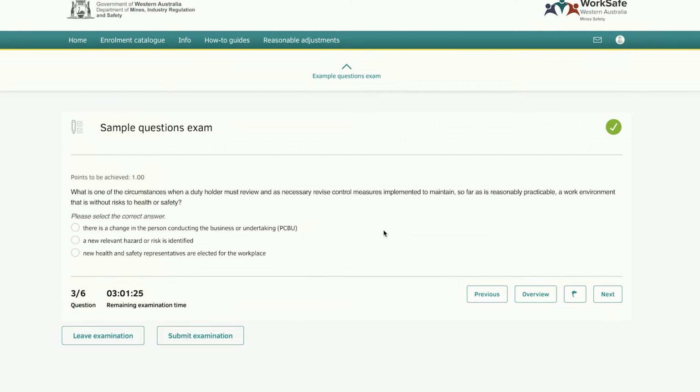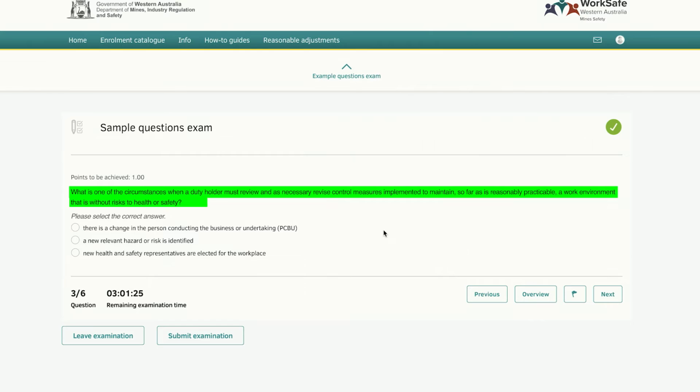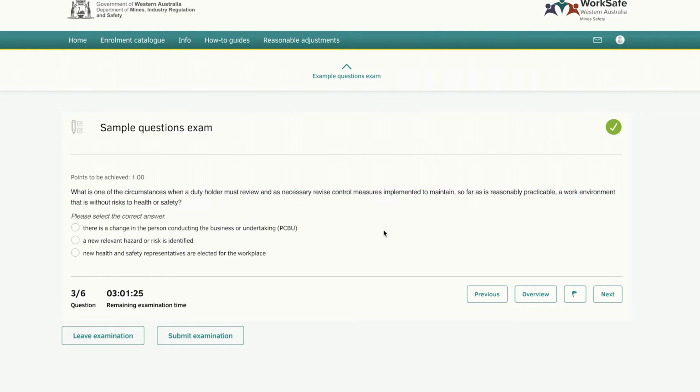This question asks, what is one of the circumstances when a duty holder must review and, as necessary, revise control measures implemented to maintain, so far as is reasonably practicable, a work environment that is without risks to health or safety? You are asked to select the correct answer from the following statements. There is a change in the person conducting the business or undertaking. A new relevant hazard or risk is identified. Or new health and safety representatives are elected for the workplace.